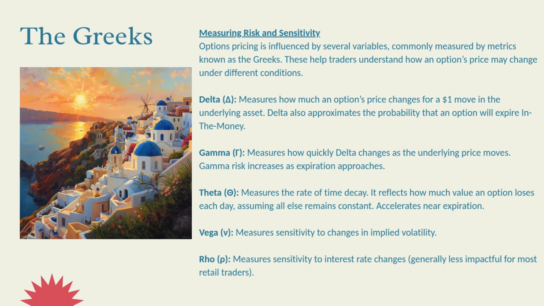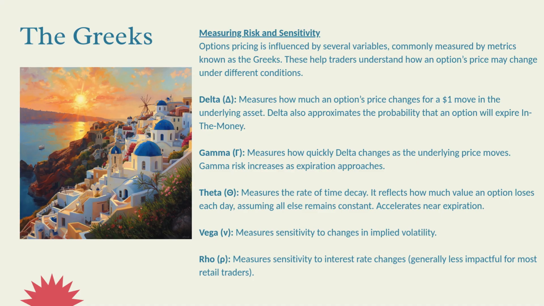The Greeks. Don't be scared of the Greeks. These can be as complicated or as simple as you want to make them. Ultimately, they're really just concepts that you need to understand that inform your decision making. They help you understand how options are priced and how these variables influence the options pricing. Common measures that feed into the Black-Scholes model and that set the pricing for options are known as Greeks. Again, they help you understand how the option's price changes under different conditions.